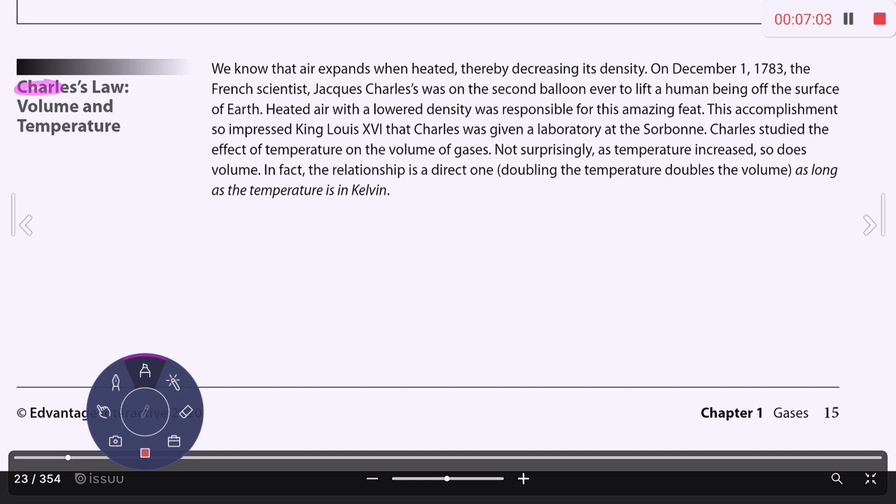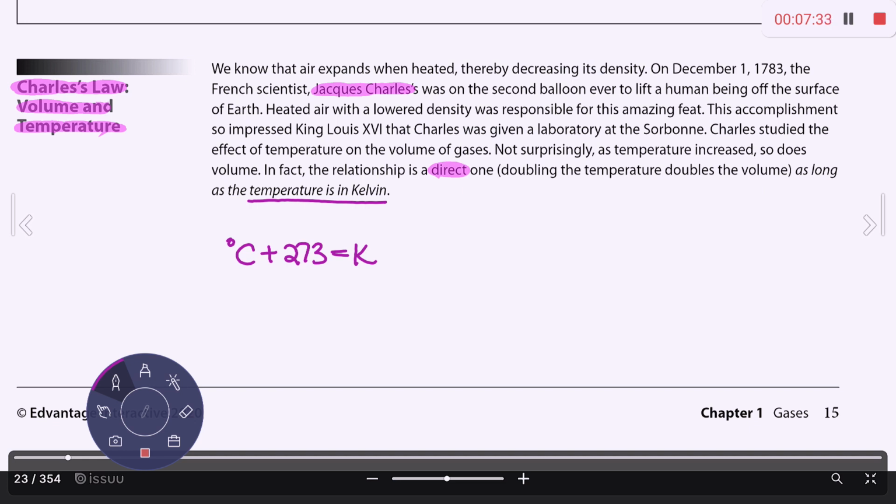Jacques Charles studied the relationship between volume and temperature of a gas. He found that it is a direct relationship, but be careful with the temperature. The temperature has to be in Kelvin. In fact, in this entire chapter, the temperature has to be in Kelvin if you're using it in a math problem. So keep in mind, degrees Celsius plus 273 equals Kelvin. Okay, so we'll be using that.